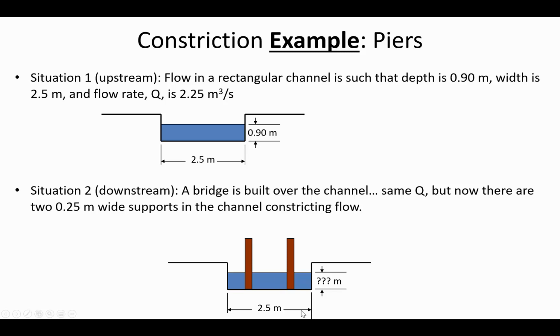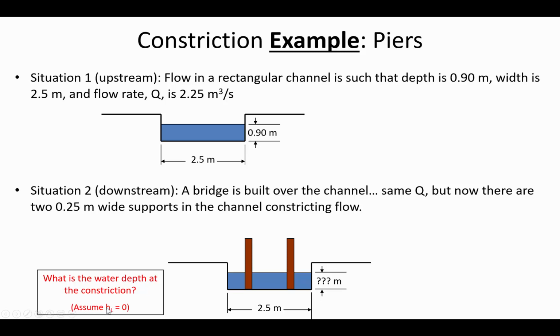So think, the channel's physical width is still 2.5 meters, but the effective flow width is going to be reduced because the water can't go through the pier, it has to go around the pier. And so lowercase b is less than it was before. So we want to know what's going to happen to the flow depth when that channel effectively is narrower than it was before because of the piers going in.